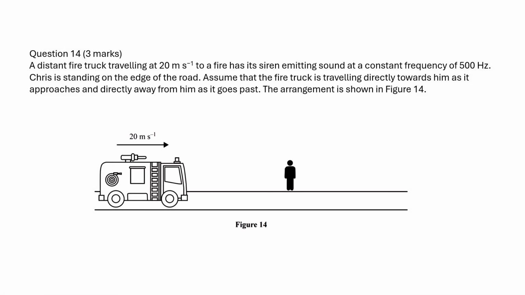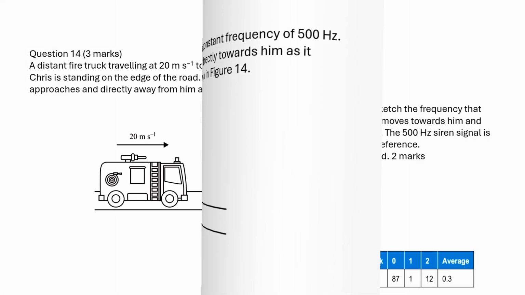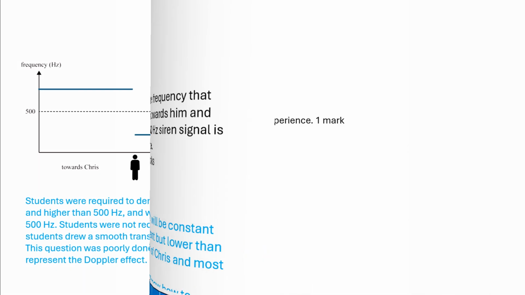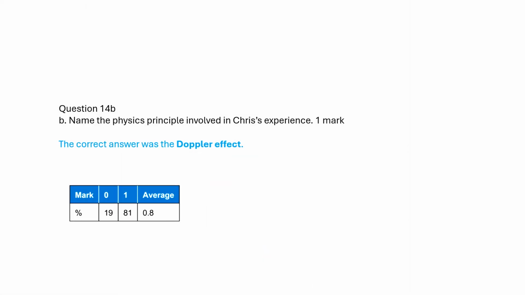A truck is traveling to a fire, and Chris is standing on the edge of the road. While the truck is moving toward Chris, the frequency heard by Chris will be higher than 500 Hz. While the truck is moving away from Chris, the frequency heard by Chris will be lower than 500 Hz. This is the Doppler effect.